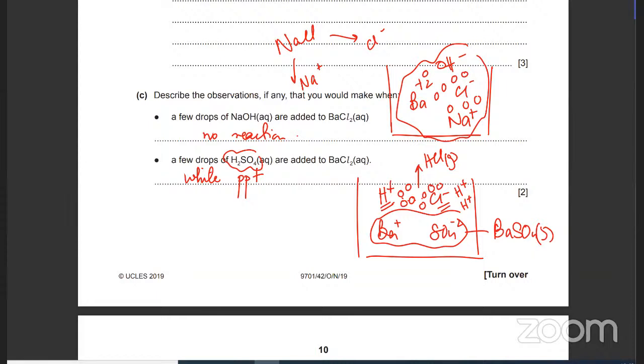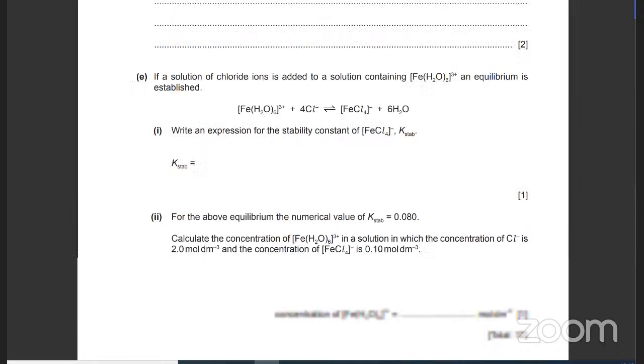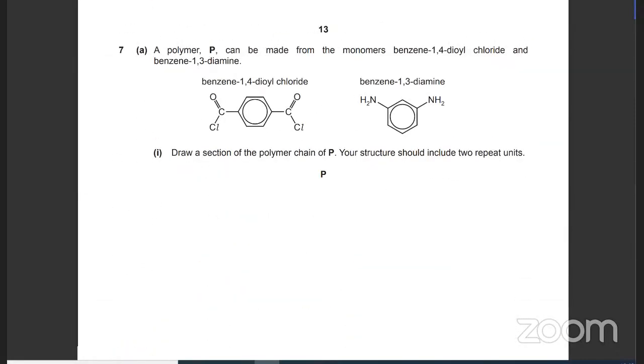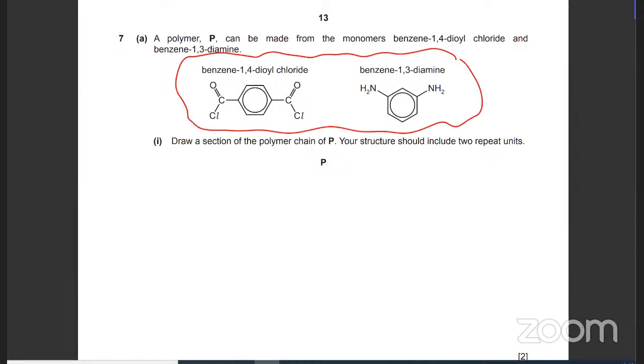So what's the next? Yes. Sir, question number 7 part A. I wanted to ask how do we draw 2 repeat units? What does that mean? Remember, these two would combine together to form 1 repeat unit. Then the whole thing would repeat. So you've got the H over here and the Cl over here, HCl would be formed, so they're going to combine.